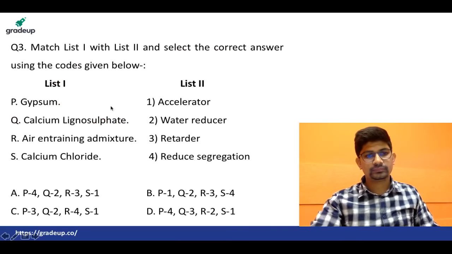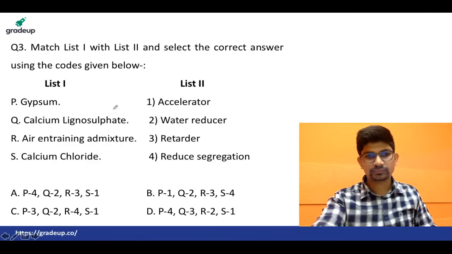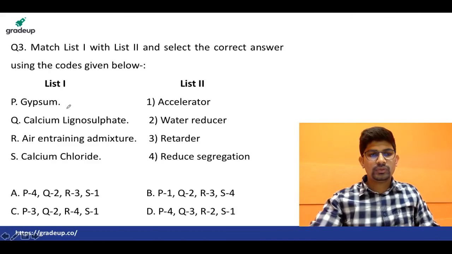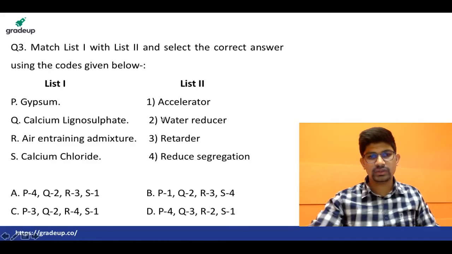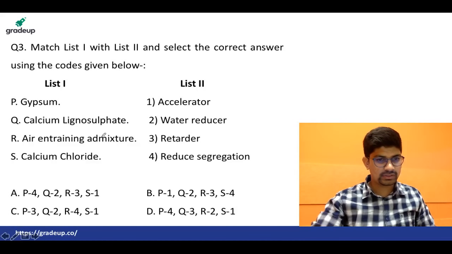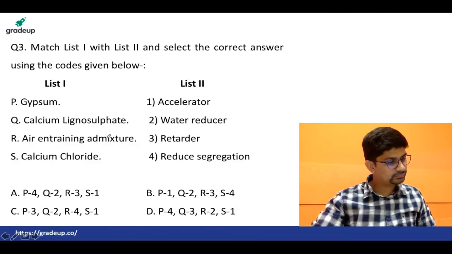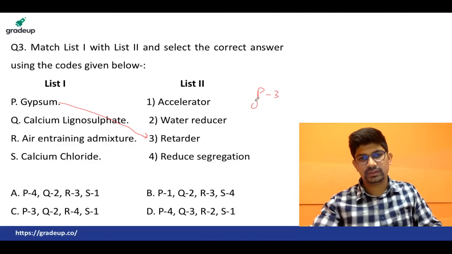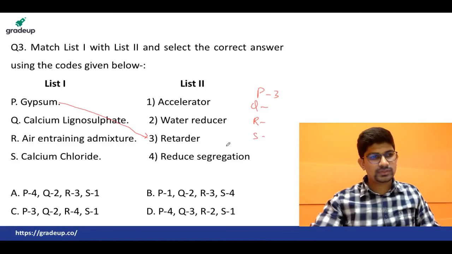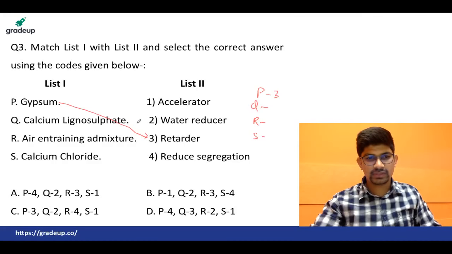Now coming to question number 3. Now you have to match. You are given gypsum, calcium lignosulfate, air entraining admixture, and calcium chloride. You have to match these with the options. So quickly solve this question and give me an answer. Now gypsum. What is gypsum? Gypsum is a retarder. So P is 3. Calcium lignosulfate is a water reducer.